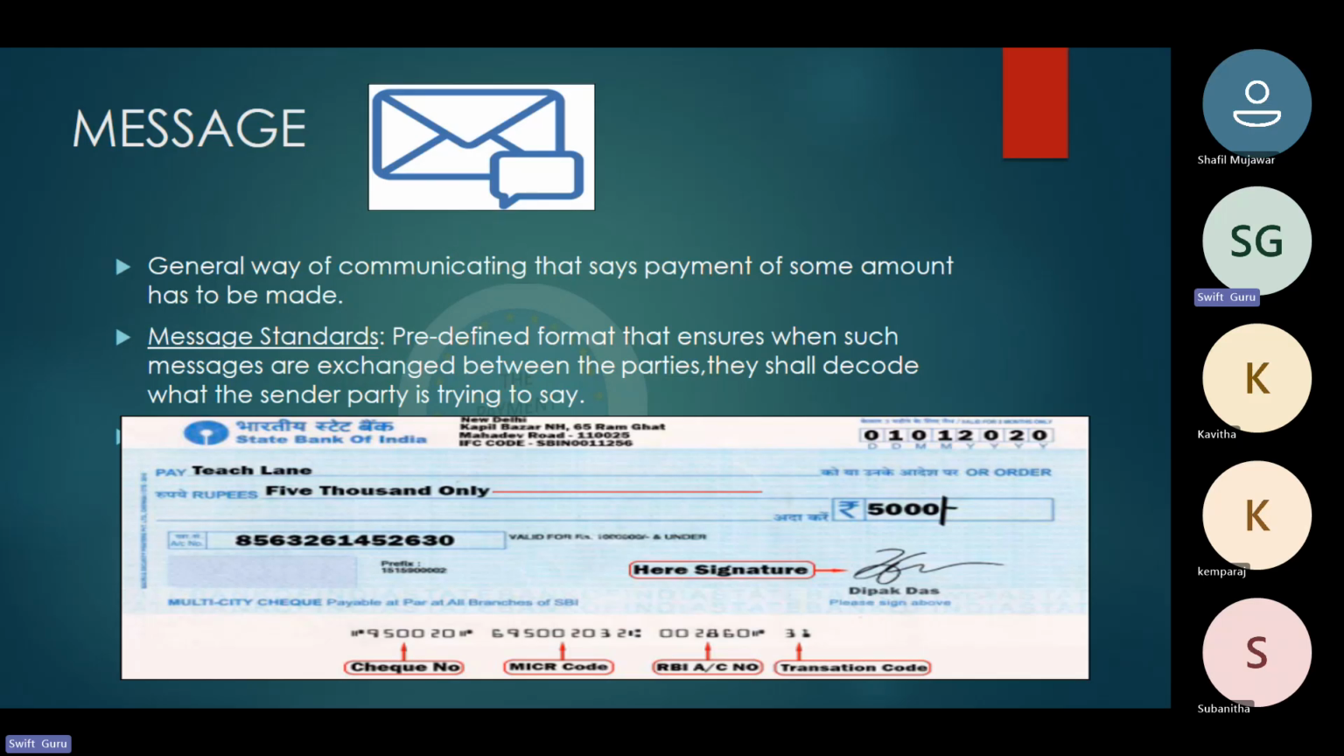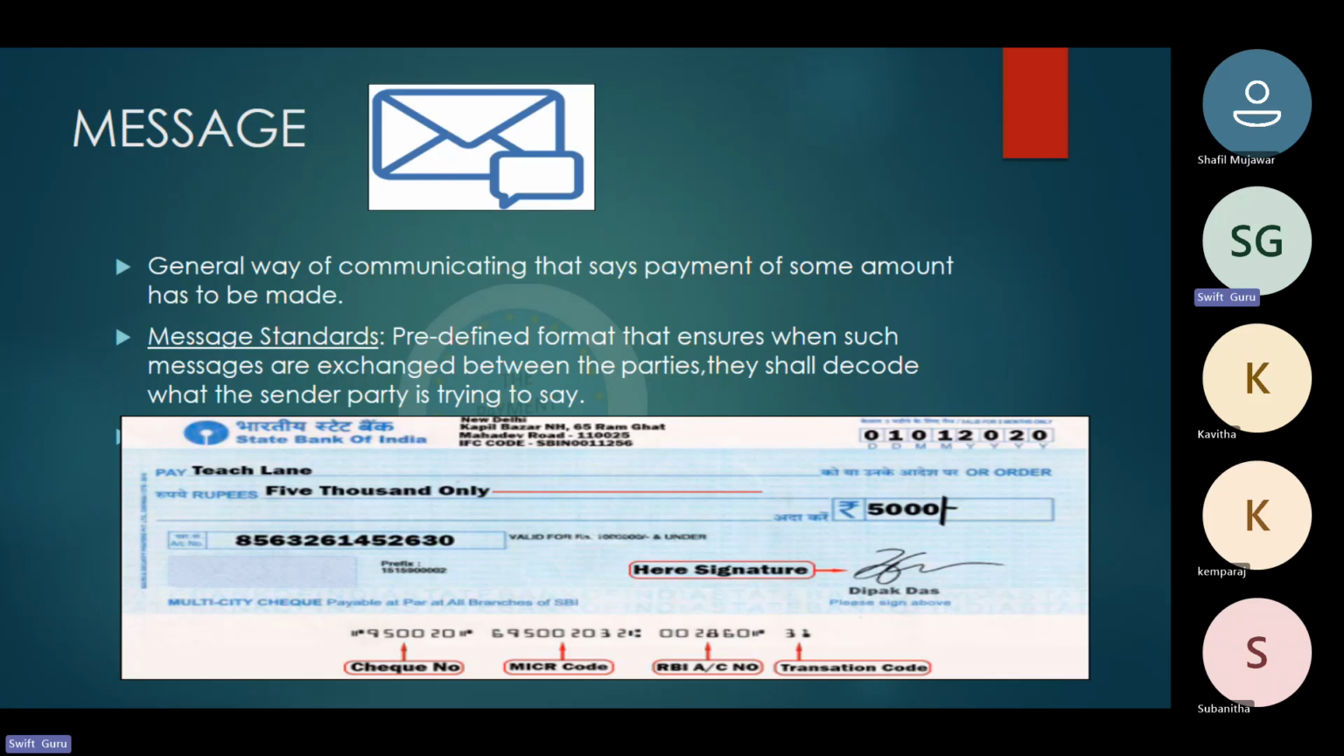Now, in the financial industry, there are plenty of varieties of messaging. Some of them are paper-based messages, some are electronic-based messages. But they are all messages which send a communication saying that some amount has to be paid to one party or another party.